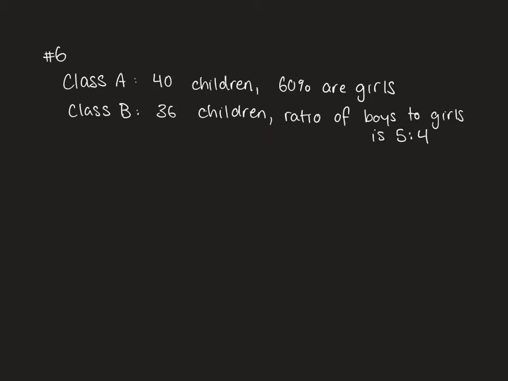Question number 6 says for each classroom, say which classroom has more girls. So we're looking at each of these questions to see which one has more girls in the end. They tell us that in classroom A, there are 40 children and 60% are girls. And in classroom B, there's 36 children and the ratio of boys to girls is 5 to 4. So for both of these, we need to figure out how many girls there are in each classroom. So for classroom A, how can we figure out how many girls there are?